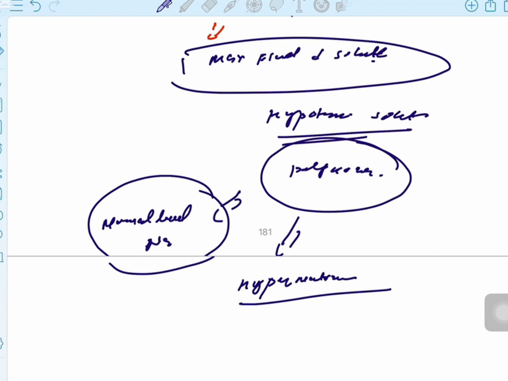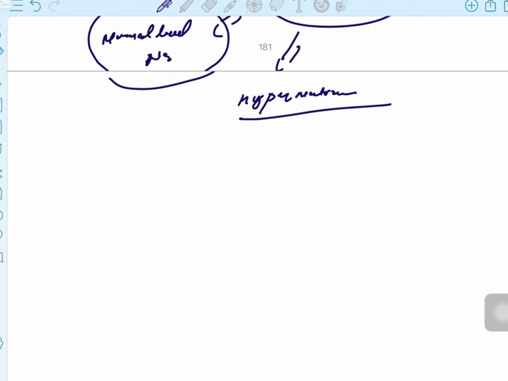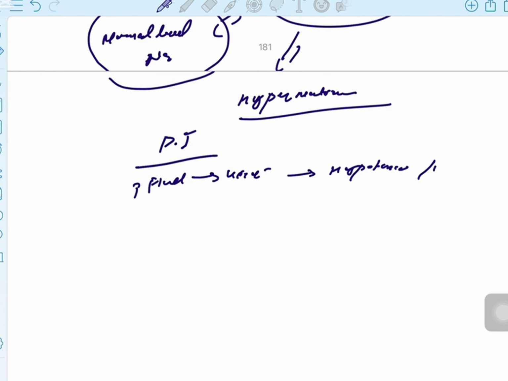When we are losing a huge amount of fluid, where is it going? A huge amount of fluid is going into the urine, and less fluid is going into your blood. In a patient of diabetes insipidus, the maximum amount of fluid goes into the urine. This type of solution is known as a hypotonic or hyposmolar solution, guys.